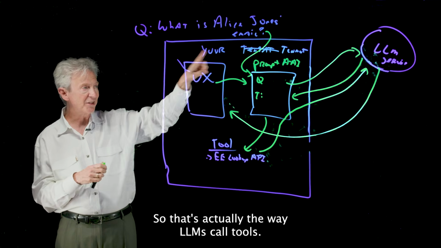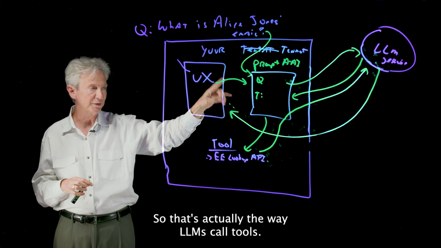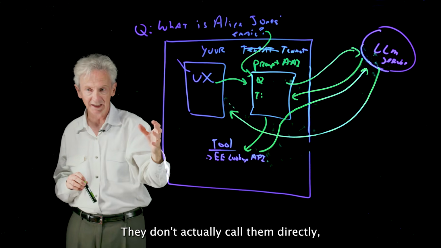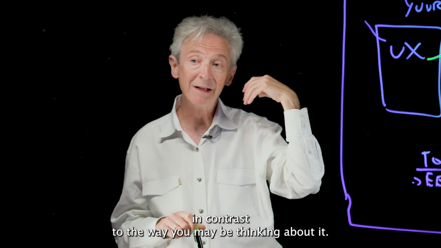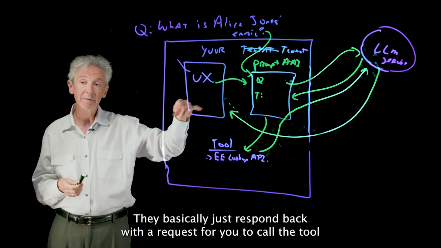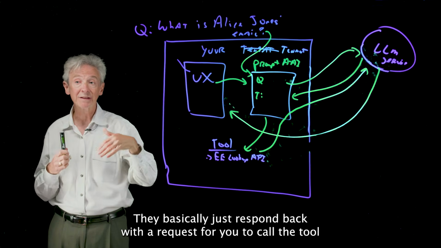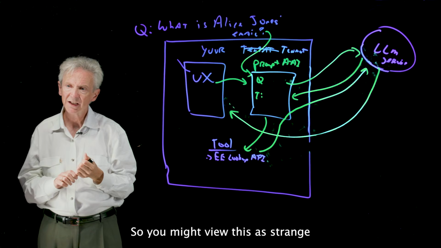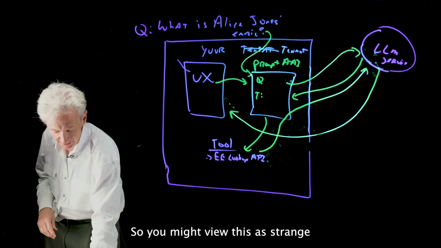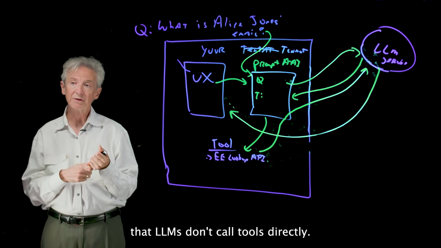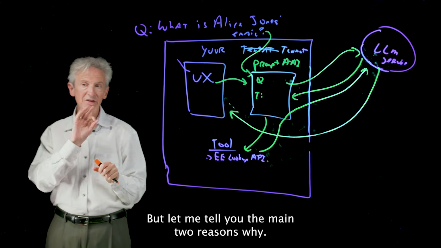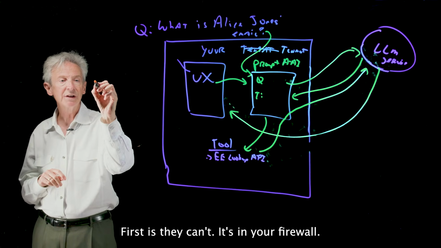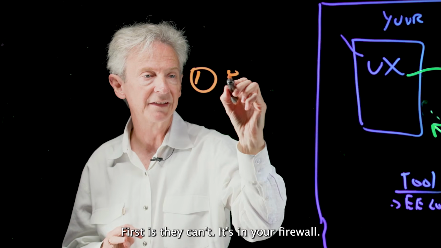So that's actually the way LLMs call tools. They don't actually call them directly, in contrast to the way you may be thinking about it. They basically just respond back with a request for you to call the tool and any parameters needed. So you might view this as strange that LLMs don't call tools directly, but let me tell you the main two reasons why. First is they can't.